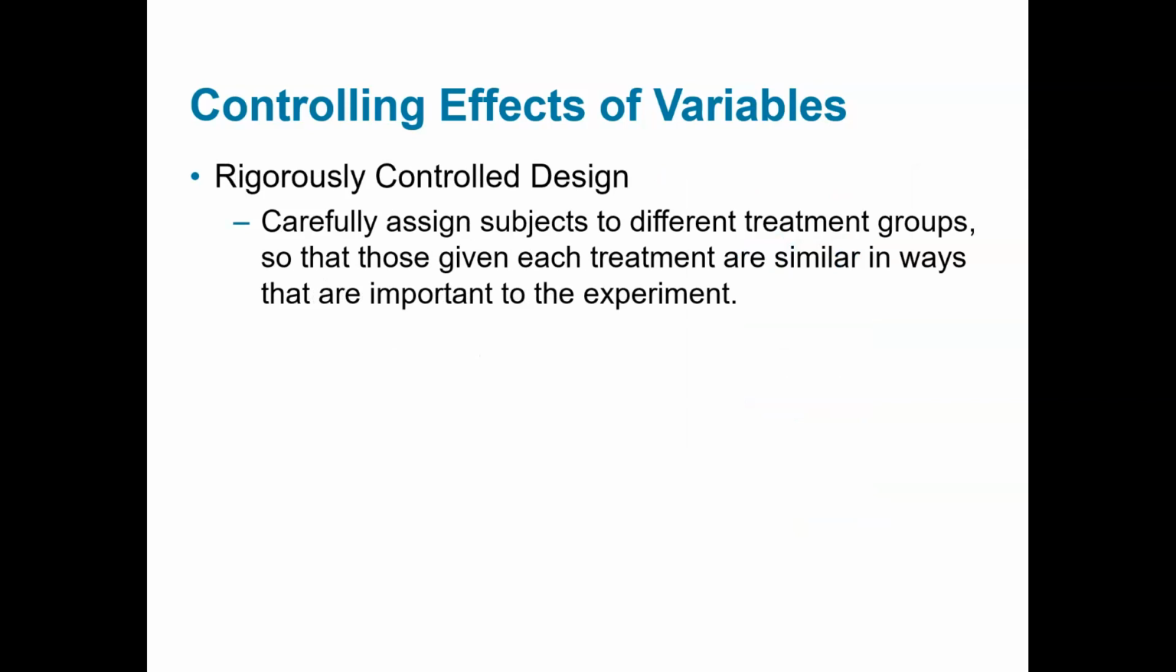Rigorously controlled design is where we carefully assign subjects to different treatment groups so that those given each treatment are similar in ways that are important to the experiment. So the main focus here is we're just trying to control the effects of variables. We don't mean like X, Y, Z necessarily. We mean confounding variables that happen in the real world that would make an impact when we're trying to determine the impact of one thing and other things are creating the impact instead.